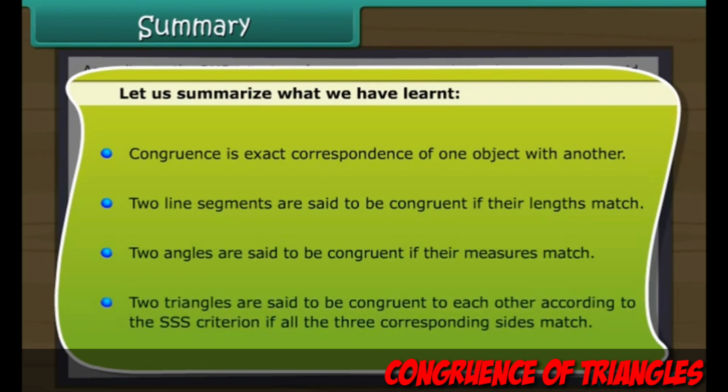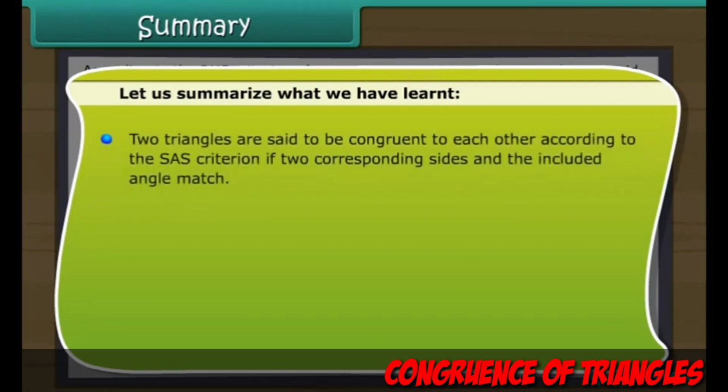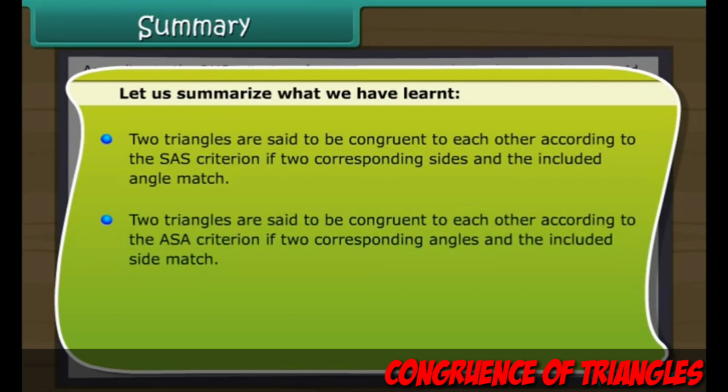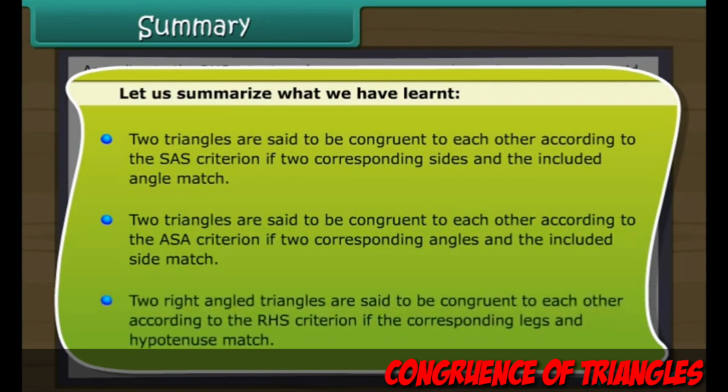Two triangles are said to be congruent to each other according to the SSS criterion if all the three corresponding sides match. Two triangles are said to be congruent according to the SAS criterion if two corresponding sides and the included angle match. Two triangles are said to be congruent according to the ASA criterion if two corresponding angles and the included side match. Two right-angled triangles are said to be congruent according to the RHS criterion if the lengths of the corresponding legs and hypotenuse match.